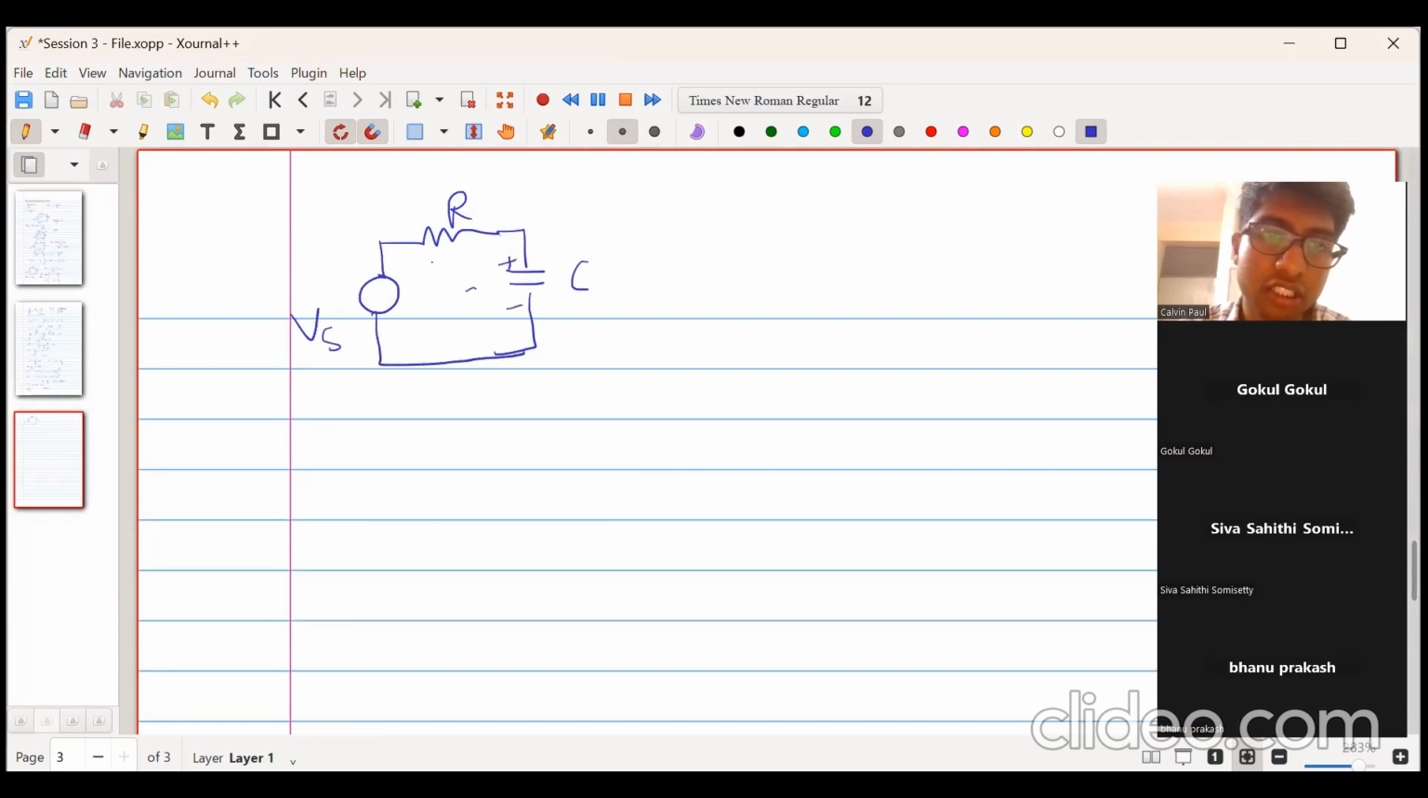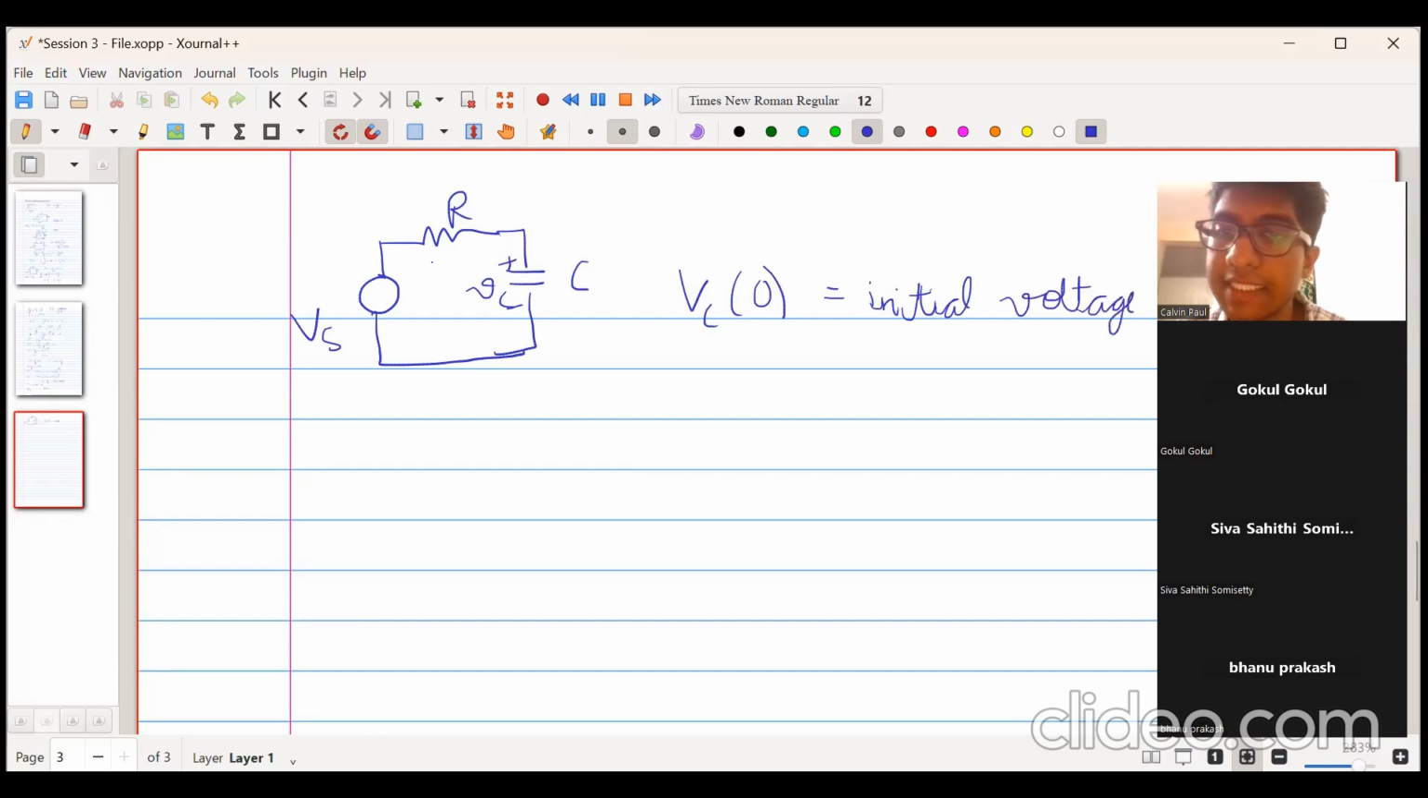So the voltage across this capacitor, initially let the voltage be 0. Vc of 0 is the initial voltage across the capacitor. In case they say that the capacitor is uncharged or discharged, then the initial voltage will be 0. But if they say that the capacitor is charged to some value, 5 volt or something, then the initial voltage across the capacitor is 5 volt. So that you must keep in mind.